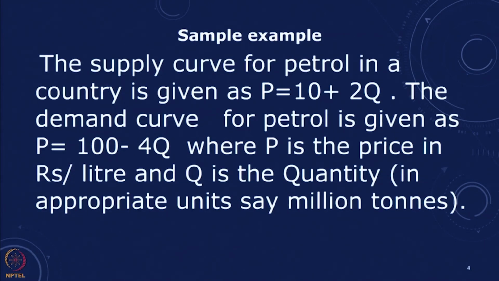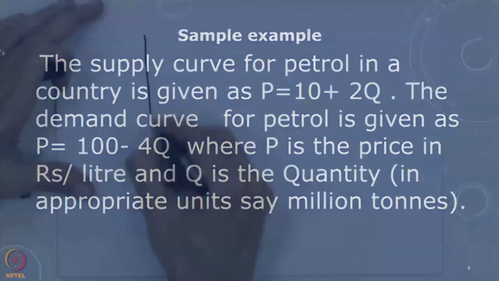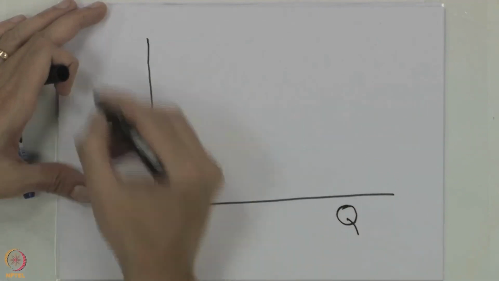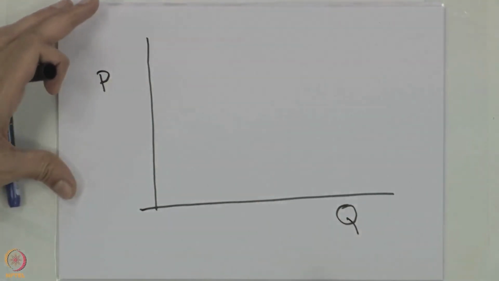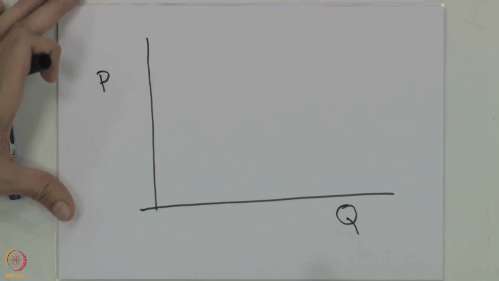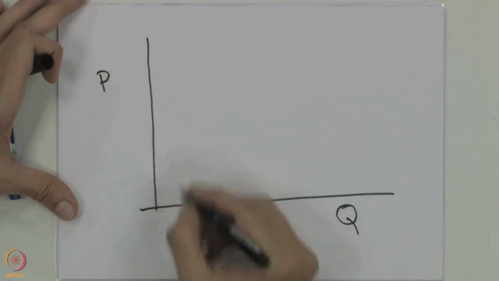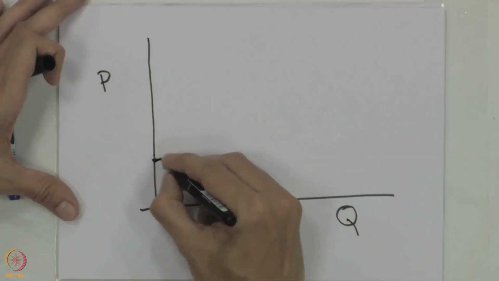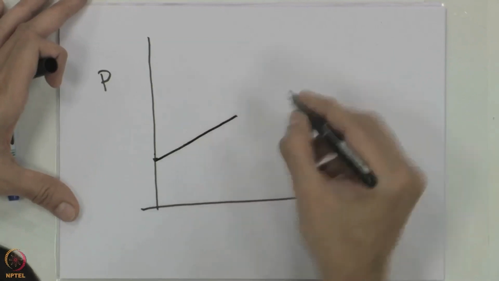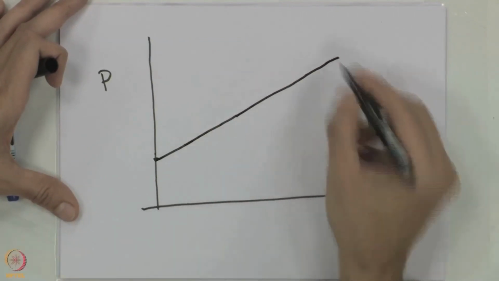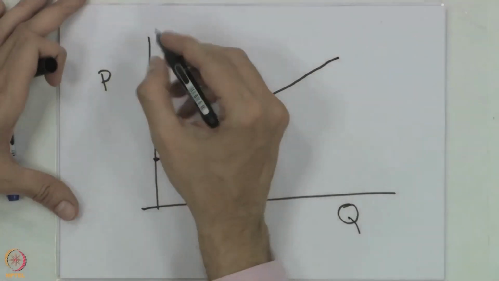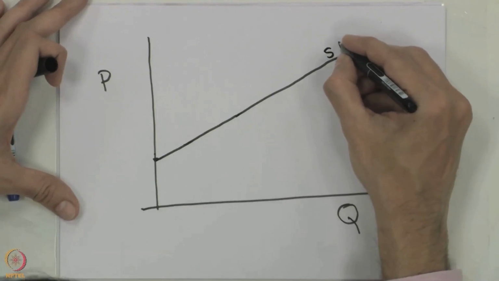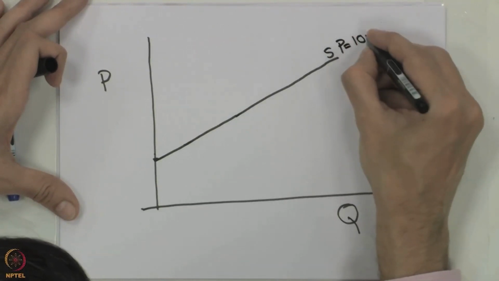Let's draw first. Write down the axes. This is Q, this is P, and when we look at the supply curve, that is 10 plus 2q, when q is equal to 0, the price will be 10, and it will increase as a straight line. And this is the supply curve, P is equal to 10 plus 2q.